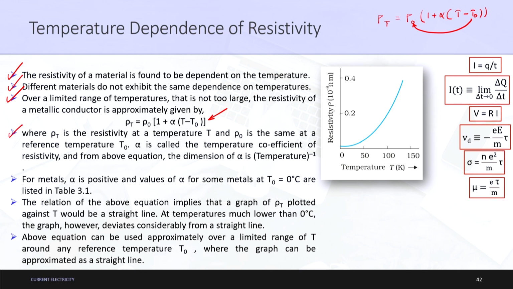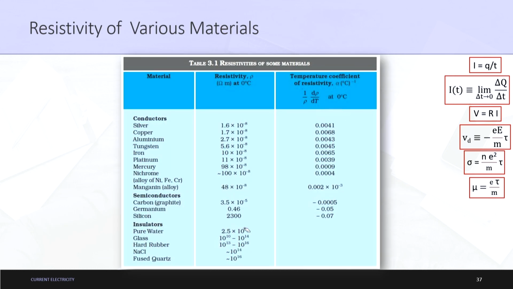So, for metals alpha is positive, and the values of alpha for some metals at T equal to 0 degrees are listed in Table 3.1. I think I have explained that table also here. So, this is that table. These are the temperature coefficient of resistivity alpha values given to you. As you can see, the values for conductors are positive.